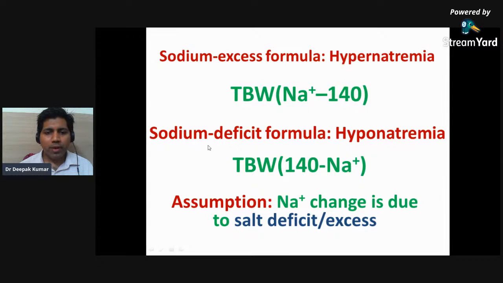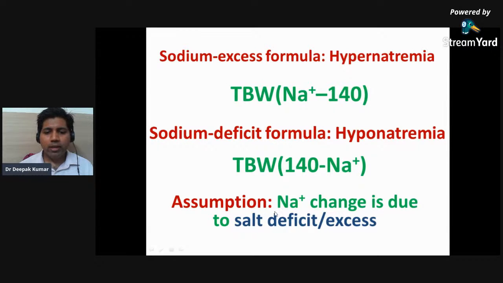In the same way, the sodium deficit, which is calculated in hyponatremia, will use total body water times (140 minus serum sodium). So here you see again, you get a positive value. 140 is considered normal, and the hyponatremic serum value that you find in the patient is what you will be using here.